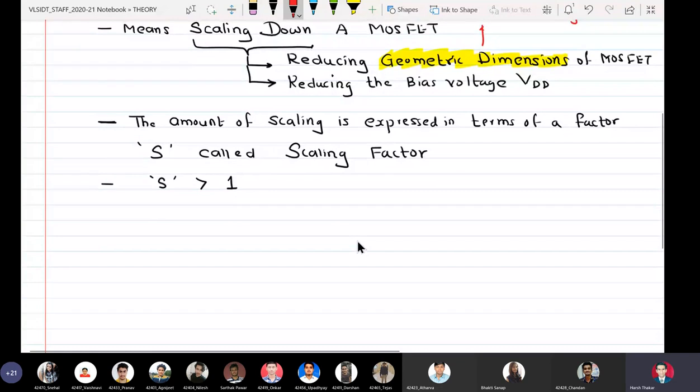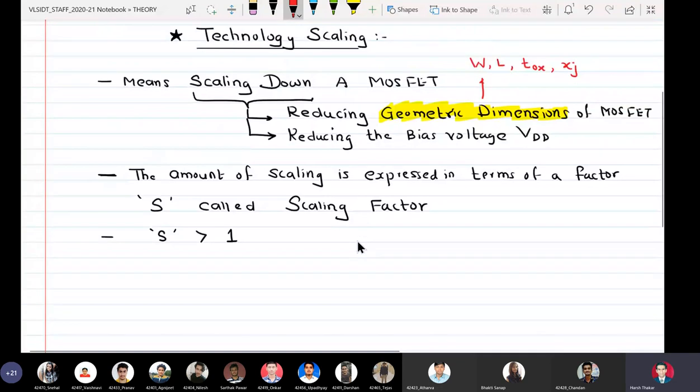Now, basically the interest of today's discussion is that if I scale down the MOSFET's geometric parameters, what benefit do I achieve in the three design metrics, that is power, speed and area.